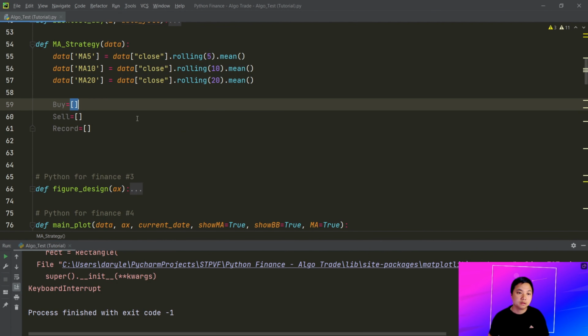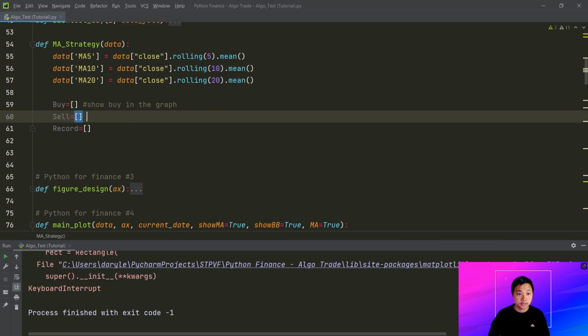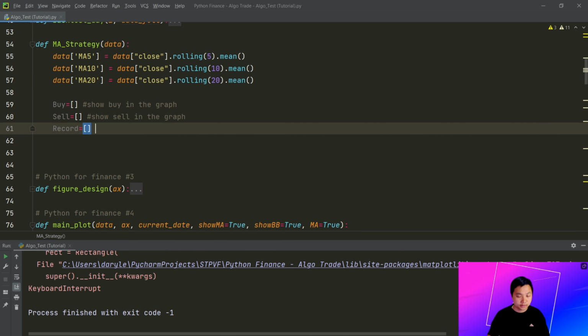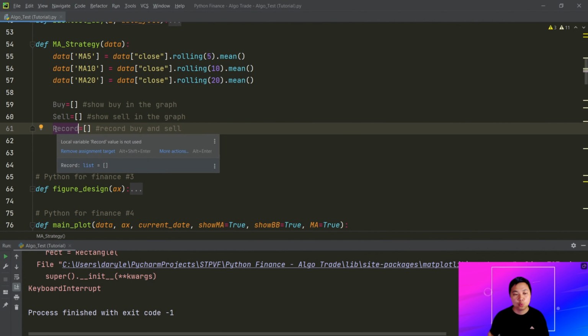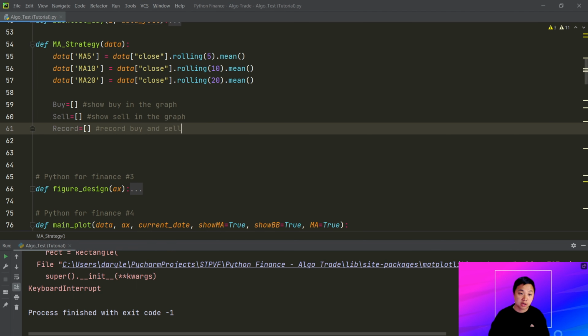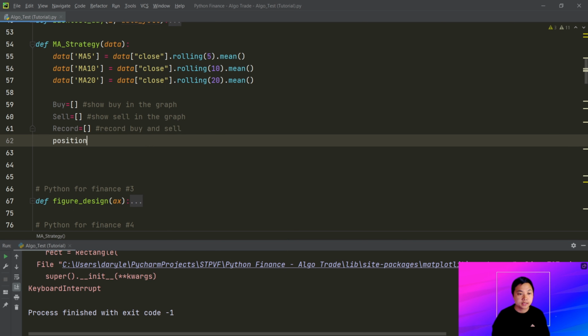So the buy list is just to help me to show the buys in the graph, and then the sell list is to let me show the sales in the graph. And then the records help me to record the buys and sells over the intraday. That means it will let me know when and at how much I bought or sold the stock. And finally, that is the positions.